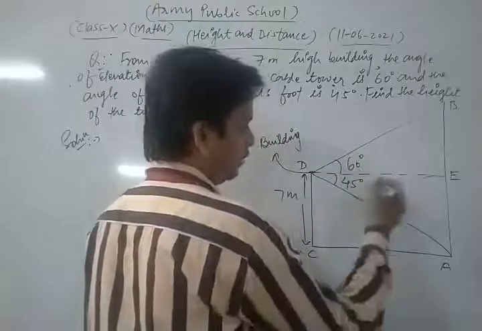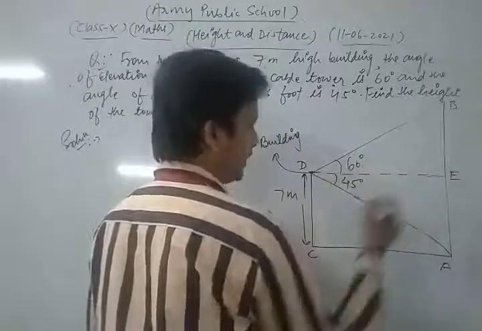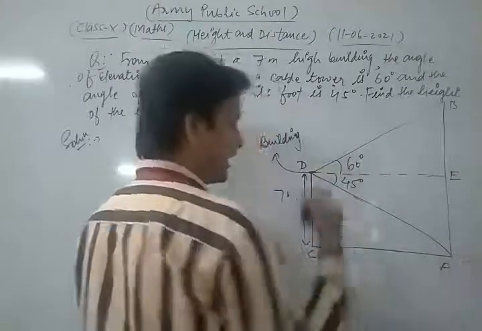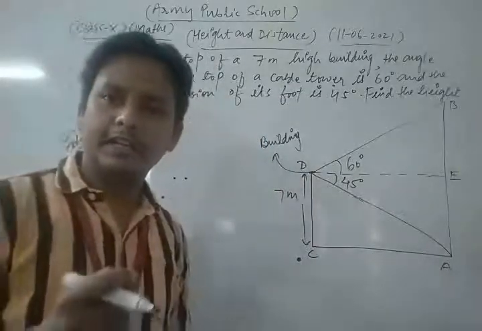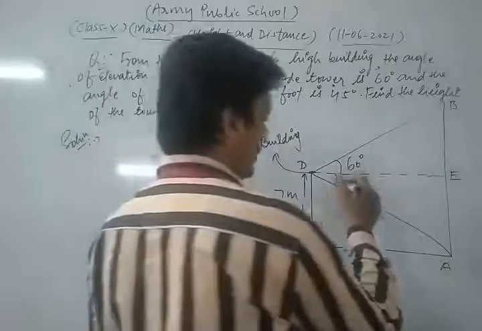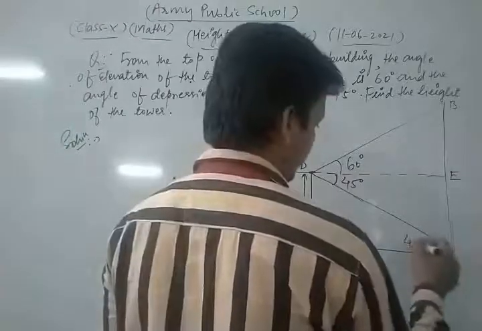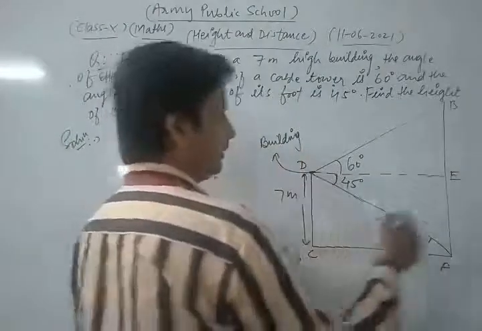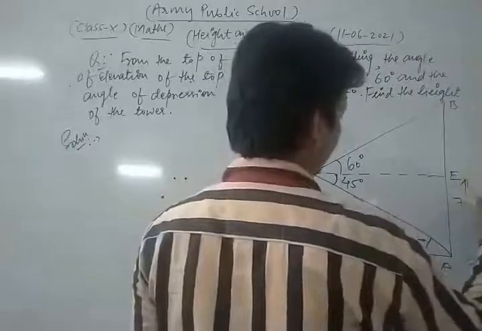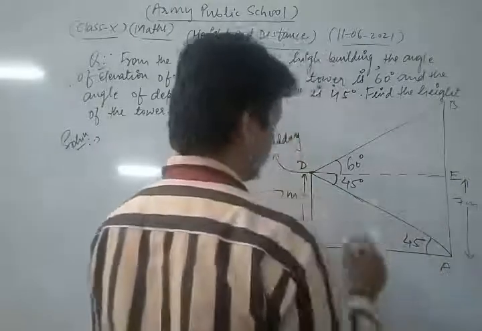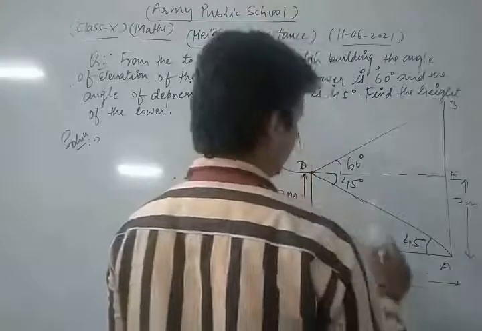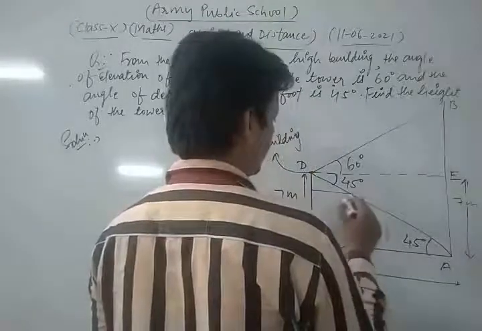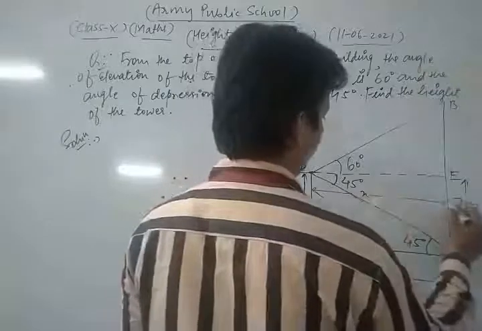Now you know that from the figure DE is parallel to CA and AB is a transversal, so the alternate interior angles are equal, so that is 45. So this is also 45. This is 7 meter, so this is also 7 meter. Now we take AC equal to X meter, the same as DE, which is also equal to X meter.